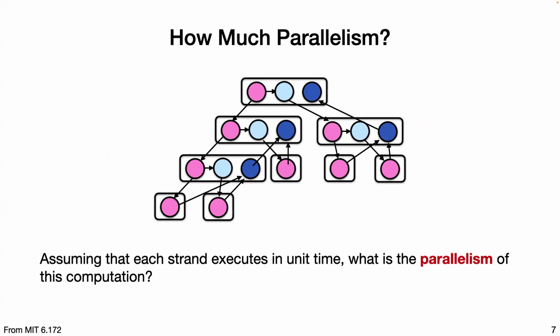Okay. So one main question that this computation DAG allows us to answer is, assuming that the strands execute in unit time, what is the parallelism of the computation? And by parallelism, I mean what is the maximum speedup that you could hope to achieve? This is related to what we were talking about earlier, but this is more concrete because it allows you to analyze specific algorithms.